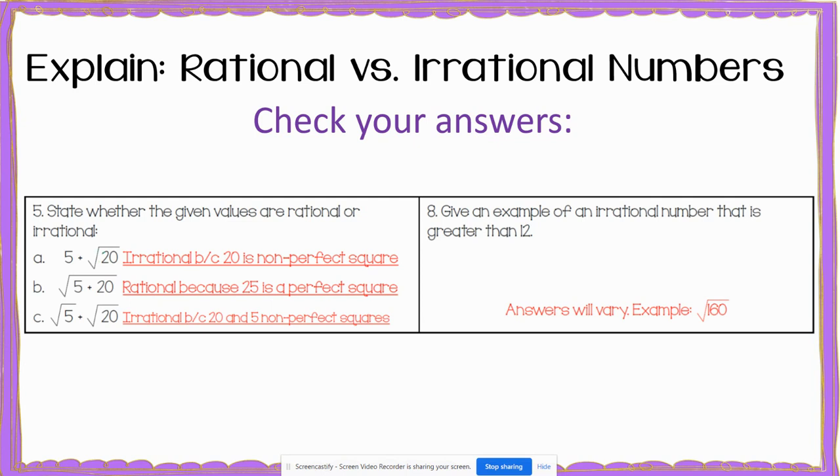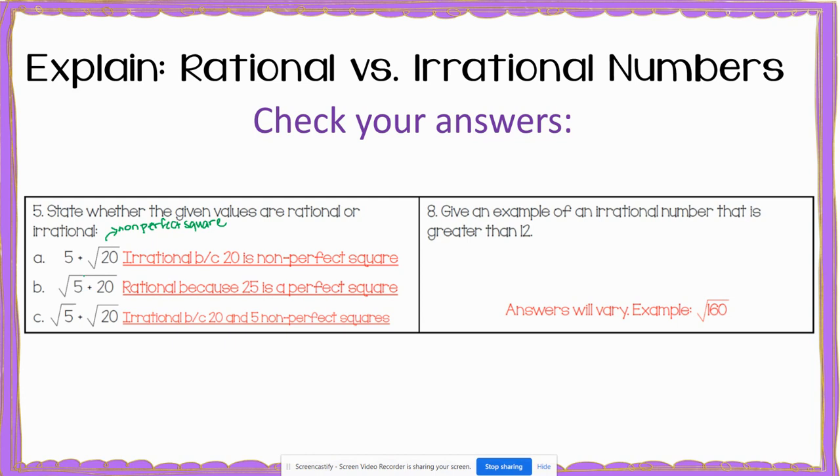The problem with the square root of 20 is that this is a non-perfect square. Because we don't know what number would multiply by itself to give us 20, we don't know what that number will be, but we know that this will be irrational. And if we take an irrational number and add it to 5, which is rational, it's still going to be an irrational number. And this is because 20 is a non-perfect square.